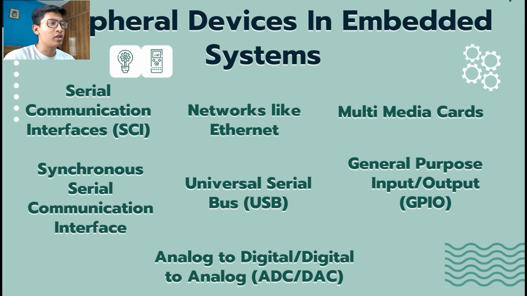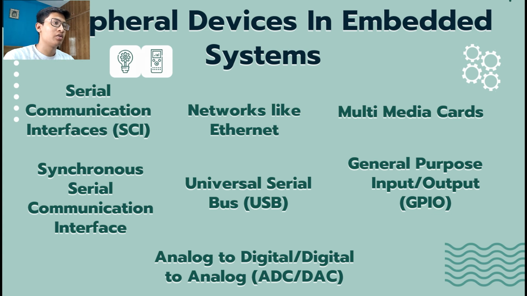Now, we will talk about the peripheral devices in the embedded system. As we know, there's a large range of peripheral devices for embedded systems. Let's talk about a few of them. First, serial communication interface, SCI. Then networks like Ethernet, multimedia cards, synchronous serial communication interface, universal serial bus, general purpose input output, analog to digital and digital to analog devices.